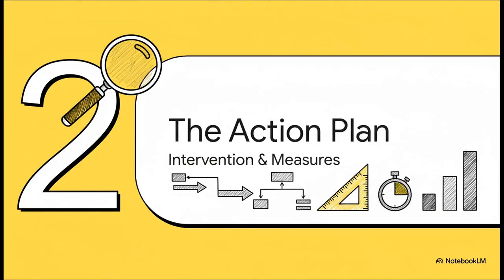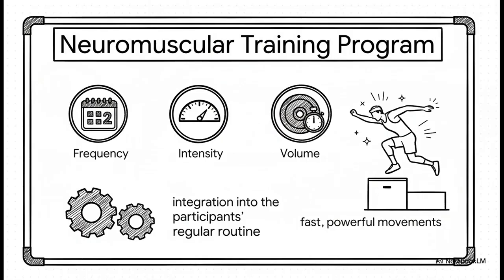All right, now for pillar number 2, the action plan. We've got the who, the where, and the how many. Now we need to know the what. What did you actually do in this study, and what exactly did you measure? If your study had some kind of intervention, like a specific new training program, you need to describe it in so much detail that another researcher anywhere in the world could replicate it exactly.